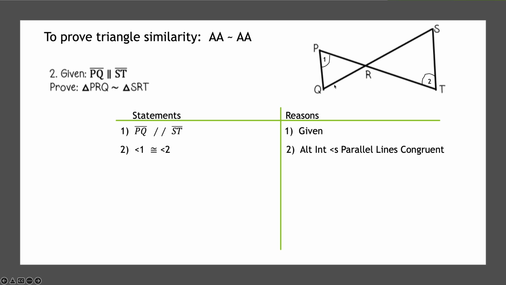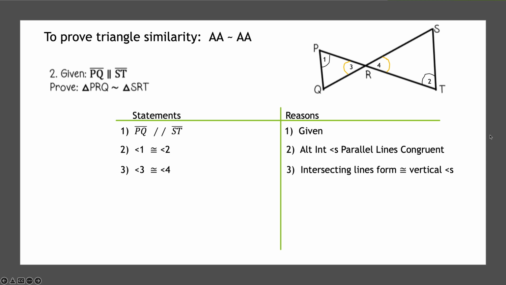Now, to be honest with you, I could have also done angle S and angle Q, but I also wanted to get a little bit of practice in with the next step, which allows you to look at the diagram, and you should see right smack in the middle there at R are a pair of vertical angles. So I could say angle 3 is congruent to angle 4 by intersecting lines form congruent vertical angles. And if you notice, I now have two angles, and I am done.